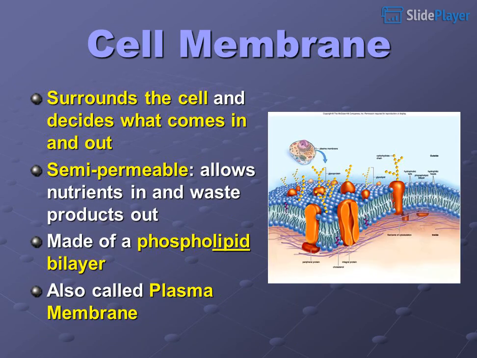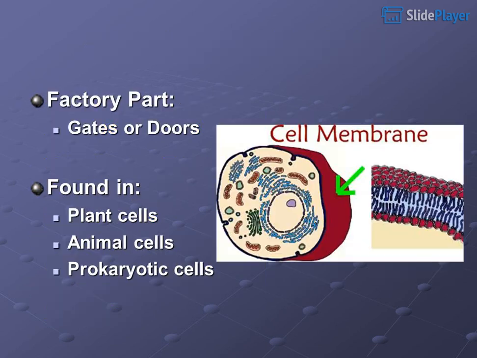The cell membrane surrounds the cell and decides what comes in and out. It is semi-permeable, allowing nutrients in and waste products out. It is made of a phospholipid bilayer, also called the plasma membrane. Emphasize the word parts here: phospho equals phosphate head, lipid equals fatty acid tail, and bi equals two. Factory part: found in gates or doors.